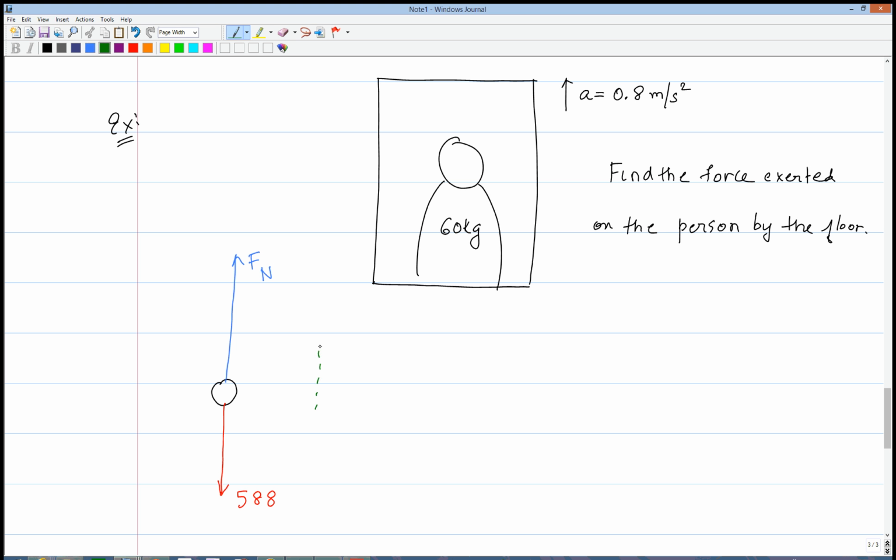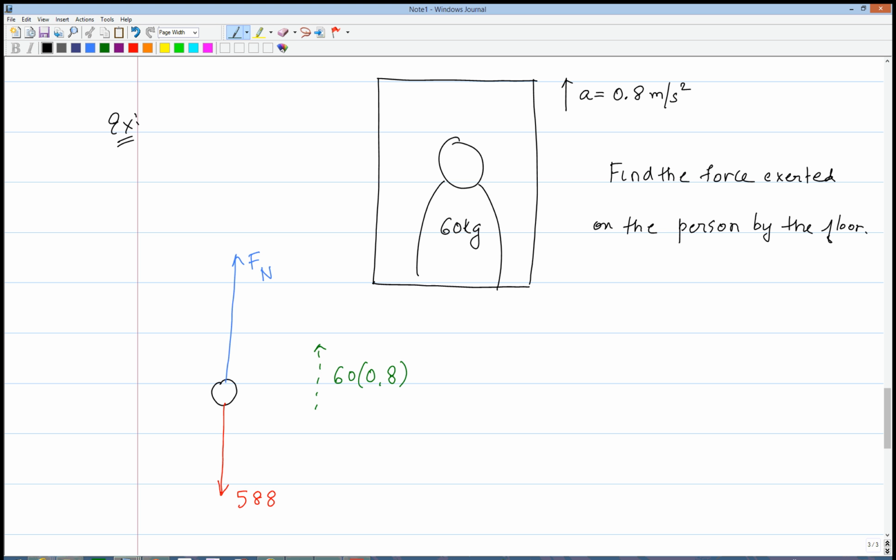Now what we know is that the system is accelerating upward. So we will put a dotted arrow on the side, and on that we will put MA. Do not forget that it is 60 times 0.8. The common mistake people make is that they only put the A there. So remember, Newton said that F equals MA, and that's what goes in.